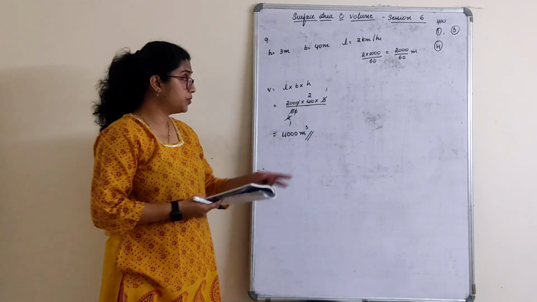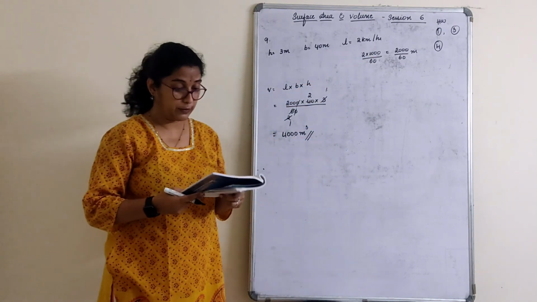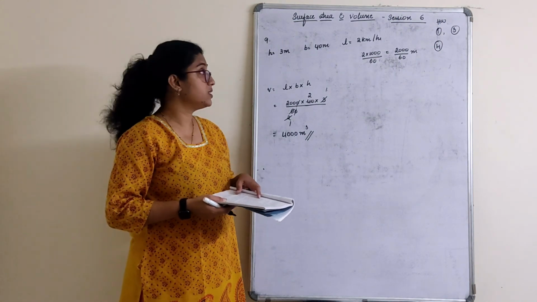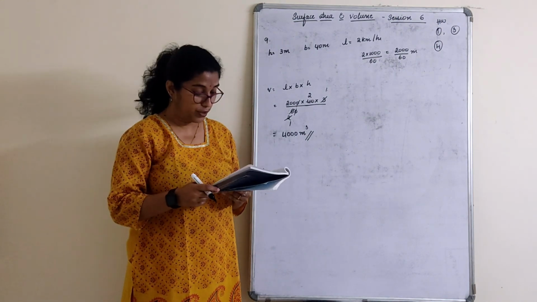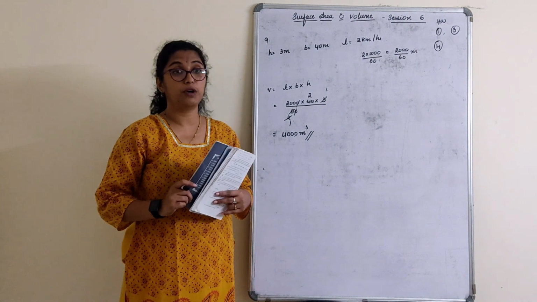Very simple sum. Only thing is you should know the conversion part here. So with this we complete the exercise. We complete the volume part of cube and cuboid, and the next session would be volume of cylinder. Thank you.